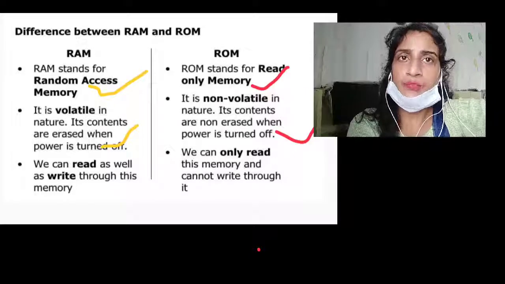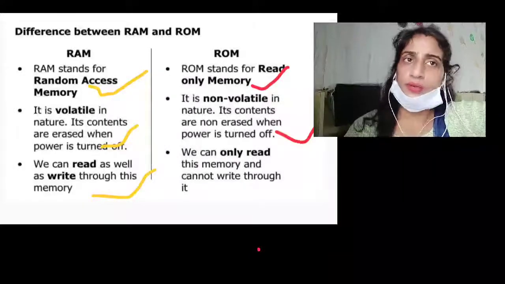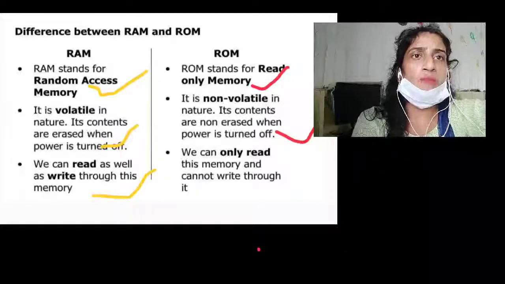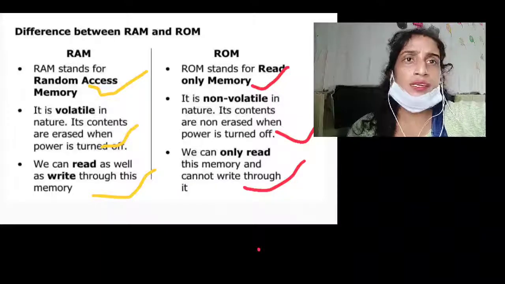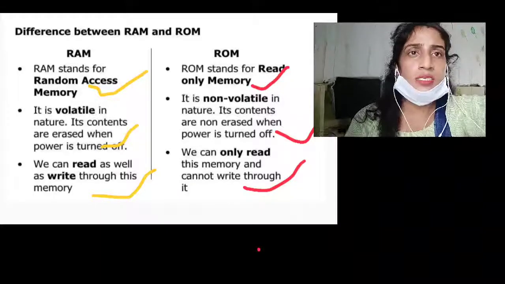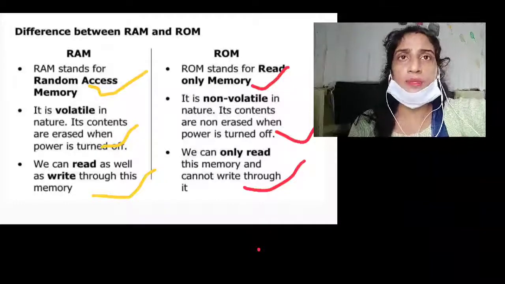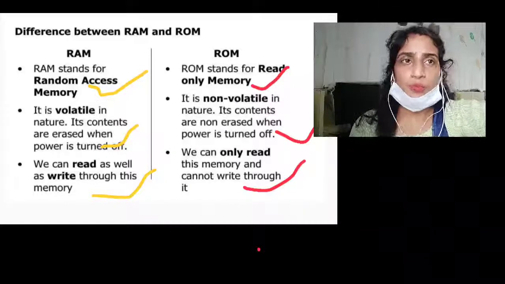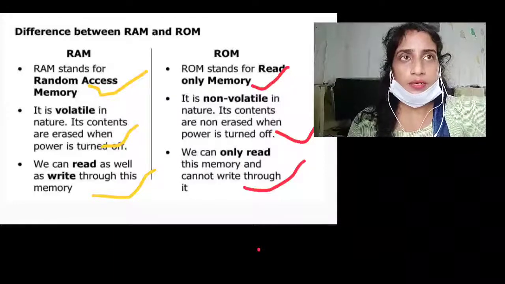In RAM, we can read as well as write through this memory. But in ROM, we can only read this memory and cannot write through it. So this is all about the difference between the RAM and ROM. Get it, students?